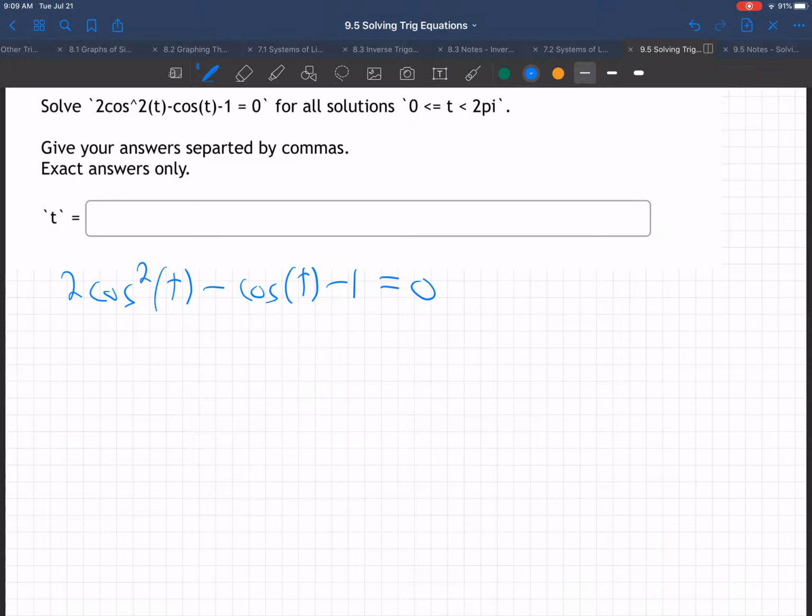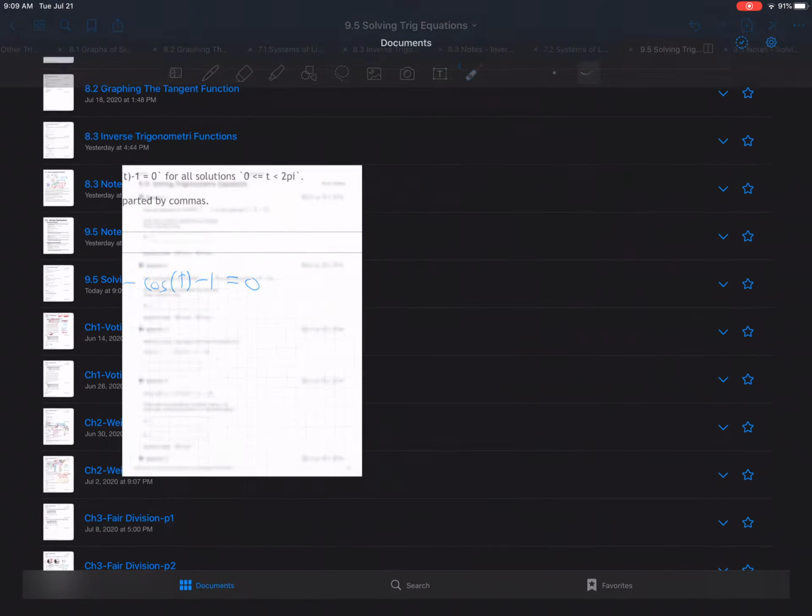Notice this is a little different. We have cosine squared and regular cosine. Just one kind of trig function. We don't have cosine and sine mixed in, just cosine, but we have cosine squared and regular cosine. Let's go to the notes.